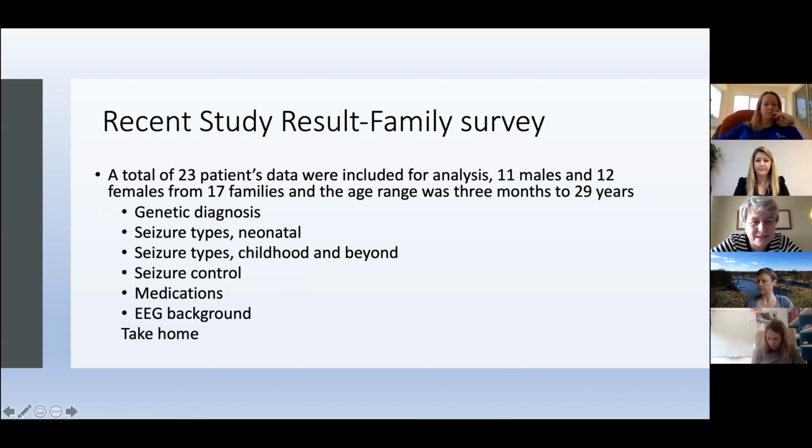The data I'm going to talk about to begin with on the epilepsy phenotype is under submission, but it's not accepted yet as a paper. It is composed of data we collected through an online questionnaire. With TESS Foundation help, we were able to collect data on 23 patients, 11 males and 12 females, from 17 different families all over the world.